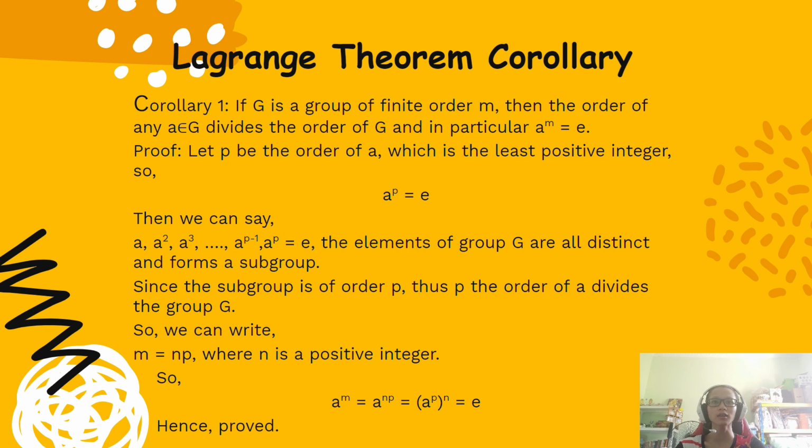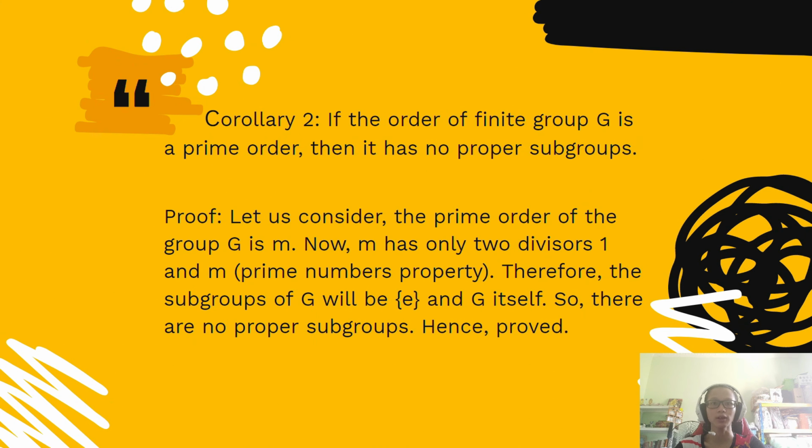Okay. The second corollary: if the order of a finite group G is a prime order, then it has no proper subgroups. Let me prove. Let us consider the prime order of the group G is m. Now m has only two divisors, 1 and m, by the prime number property. Therefore, the subgroups of G will be the identity and G itself. So there are no proper subgroups.